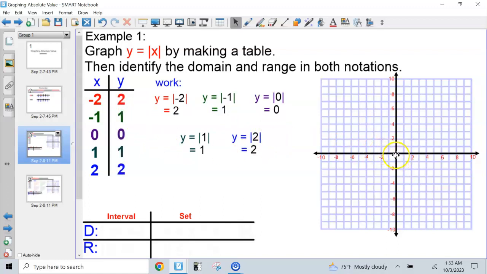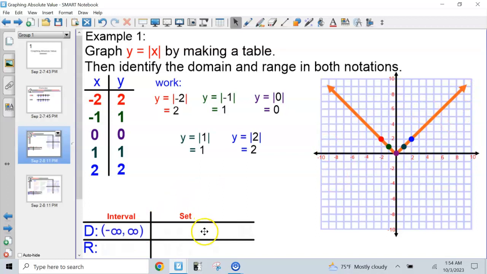I put them on the graph. Here are the 5 points. If I connect them, you'll see a V shape. And then from this picture, I can do the domain and range. So how far left, how far right? Well, this arrow goes left forever, -infinity. This arrow goes right forever, +infinity. Remember, infinity is always open.